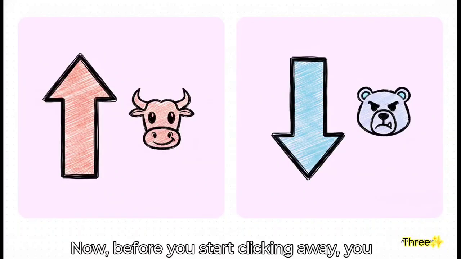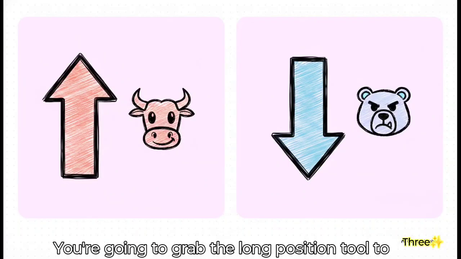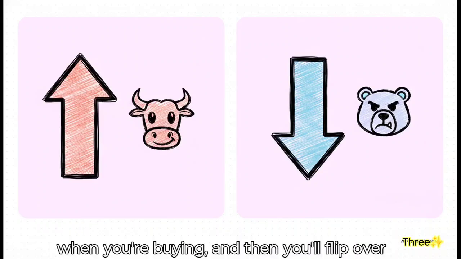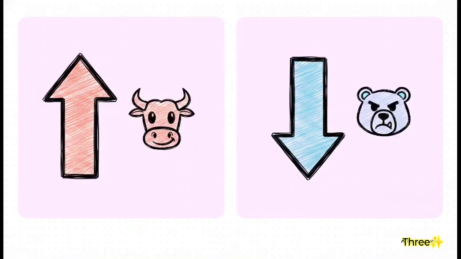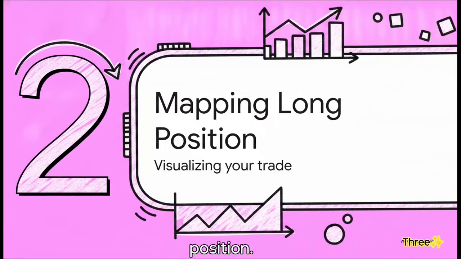Now, before you start clicking away, you really got to keep your setup in mind, right? You're going to grab the long position tool to map out your bullish trades, basically when you're buying, and then you'll flip over to the short position tool when you're looking to capitalize on a downtrend by selling. Moving on to section 2, mapping a long position.